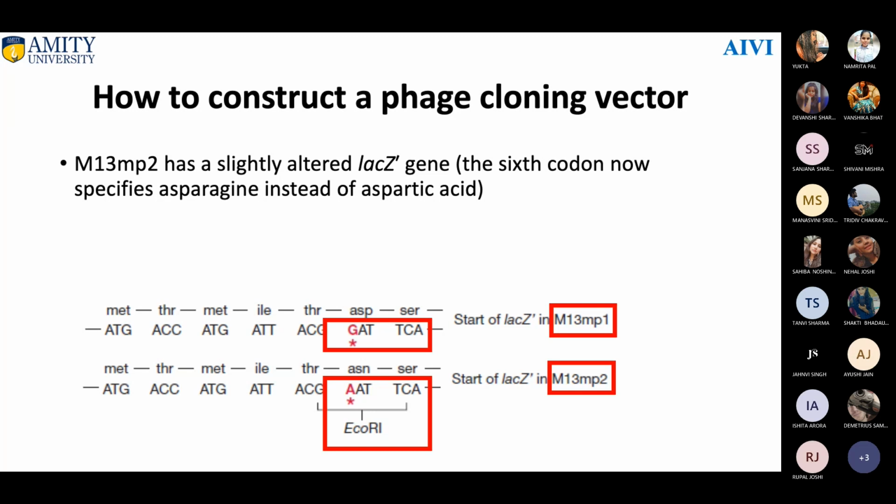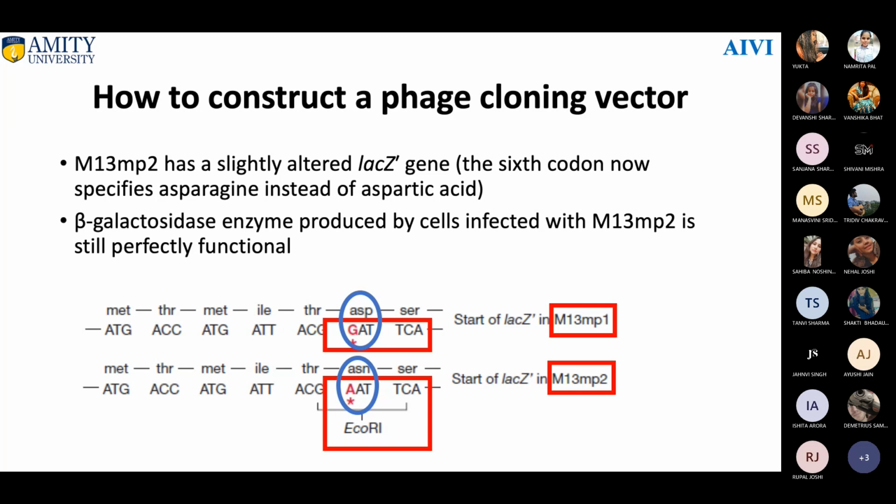You can see where this change is being done. So this is the site that we're referring to. As you can note, you are modifying this LACZ gene, but this modification doesn't affect the activity of your enzyme. So the beta-galactosidase enzyme produced by a cell infected with the M13 MP2 is still perfectly functional.